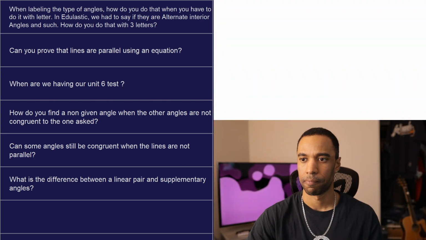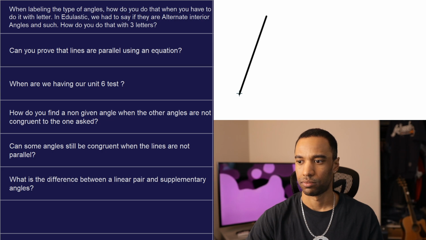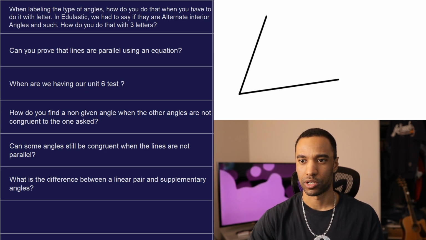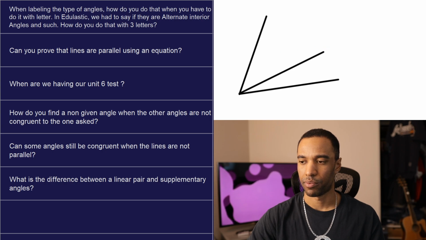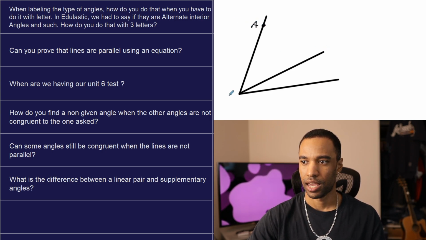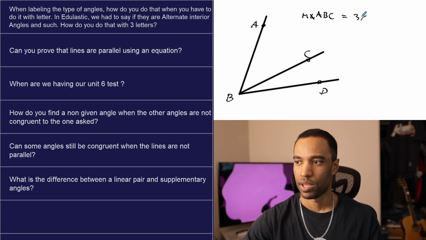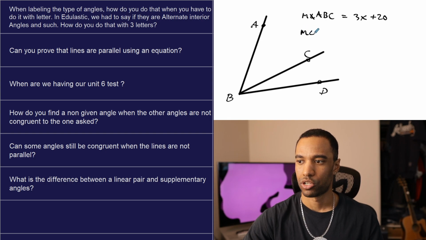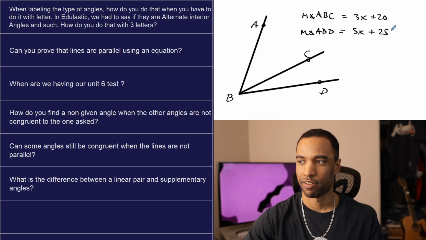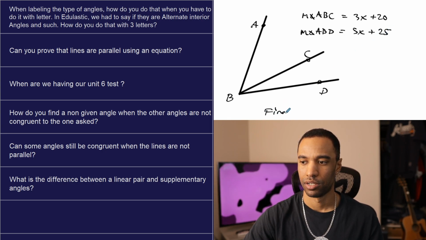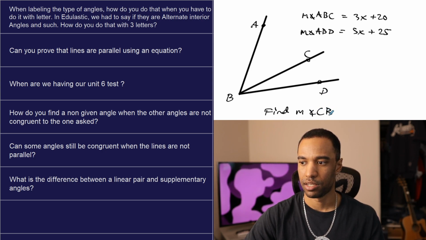So I could do something like this. Let me write this one out. This is neither complementary nor supplementary, right? But maybe I have a split right here, and let's call this A, B, C, and D. Let's say that we knew that the measure of angle ABC was 3x plus 20 degrees, and the measure of angle ABD was 5x plus 25 degrees or something, and I say find the measure of angle CBD, for example.